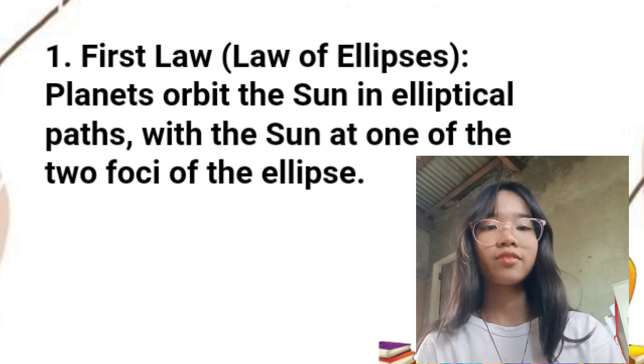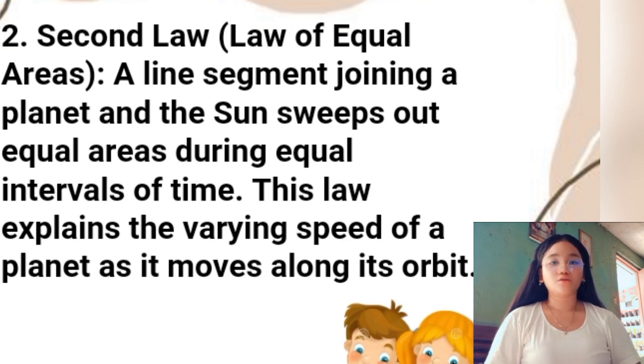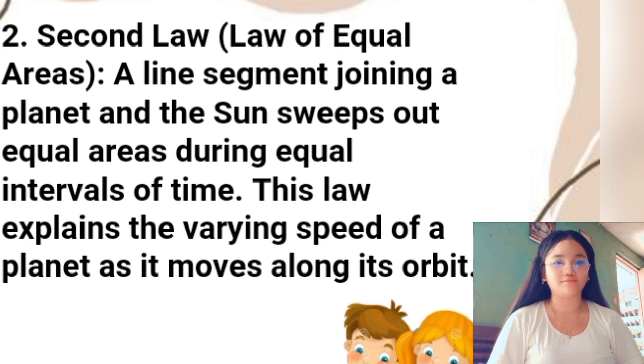Second law, law of equal areas. A line segment joining a planet and the sun sweeps out equal areas during equal intervals of time. This law explains the varying speed of a planet as it moves along its orbit.